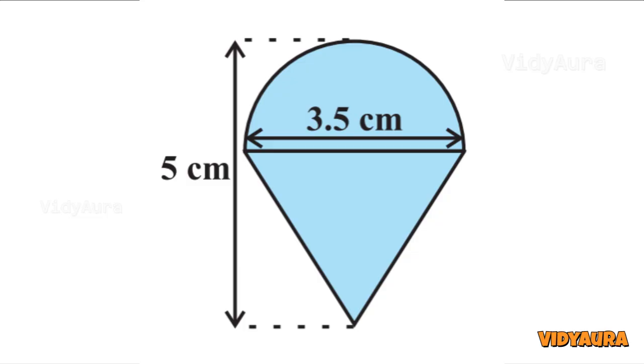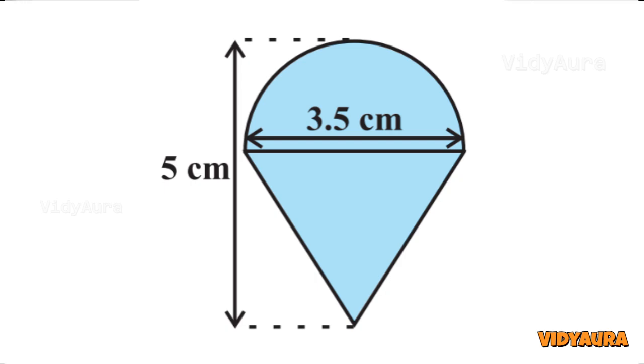Okay, theory's done. Let's try a real problem. This is a classic one. We've got Rashid's latu, his playing top, and it needs a coat of paint. It's made of a cone sitting on a hemisphere. We're told the total height is 5 centimeters, and the diameter is 3.5 centimeters. Our job is to find the total area he needs to color.